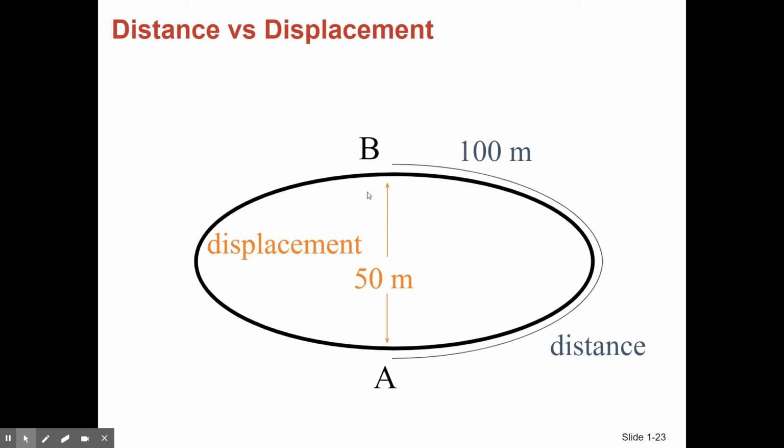But what about my displacement? If I start here, I go all the way around and I end back at A, that's my ending point. What would be my displacement if you're back where you started? Well, it should be 0 because you're back where you started. So you really didn't go anywhere. So your displacement would be 0 in that case.